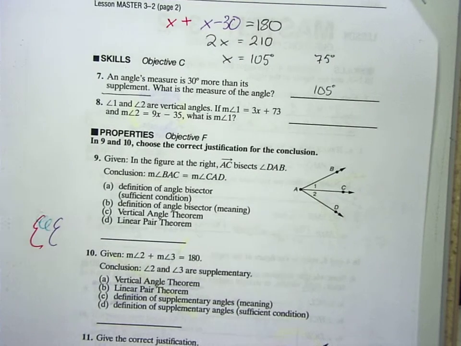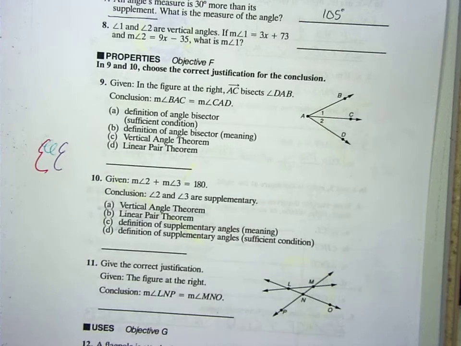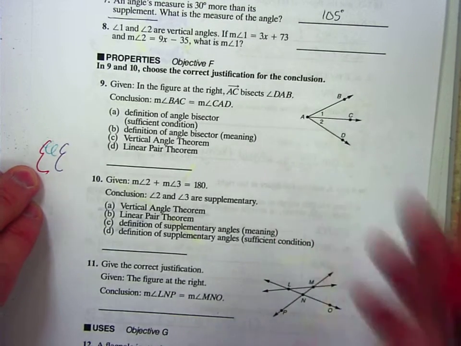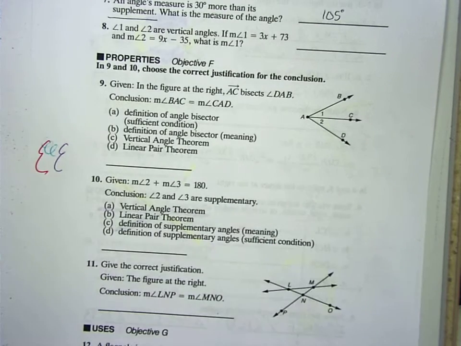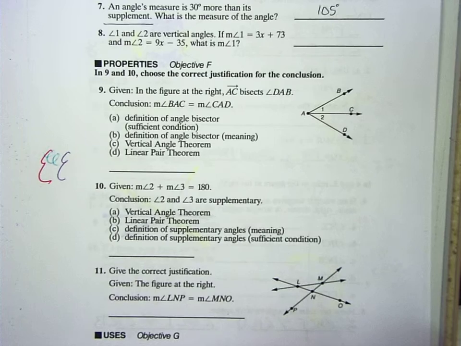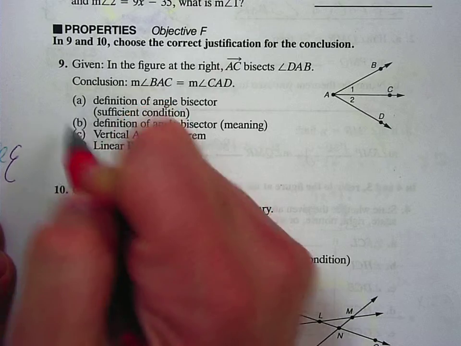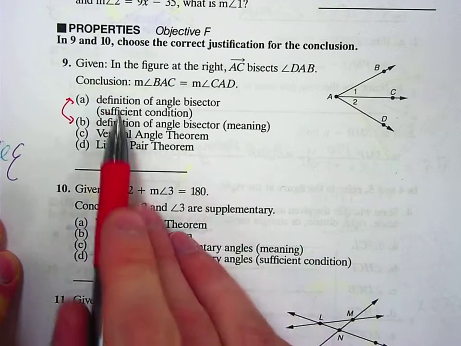All right, we haven't been talking about justifications a lot. So let's start that with number 9. I know that AC bisects DAB. So I know that this measure is the same as this measure. Well, I do know that, but I need a mathematical reason to say why. And here are my choices. I have to have either a definition, a postulate, or a theorem. And what we're going to do is, you see A and B, I'm going to combine them. So I'm not going to get into the sufficient condition or the meaning. They both say definition of angle bisector.